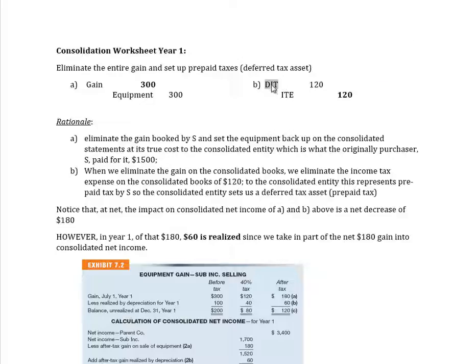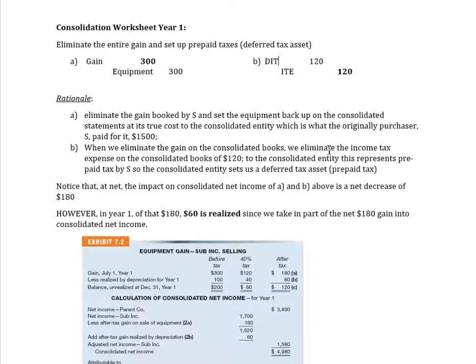So your text tells you to consider it like a prepaid tax. So again, when we eliminate the gain, which is up here in the consolidated books, we automatically would eliminate the tax expense on the consolidated books. We'd set that up recognizing that the separate entity sub has booked it as taxes that they paid, so the consolidated entity looks at that as a prepaid tax.